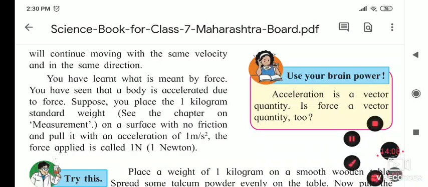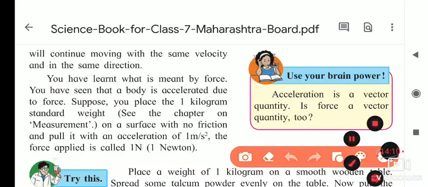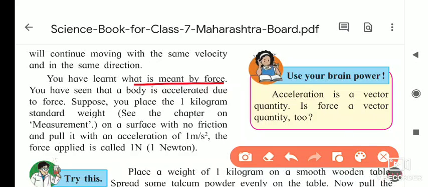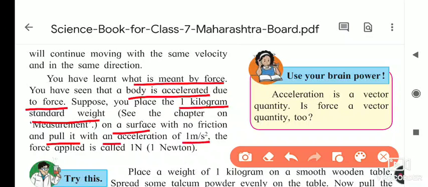You have learned what is meant by force. We have seen that the body accelerates due to force, meaning acceleration takes place because of force only. If we place a 1 kg standard weight on a surface with no friction and pull it, how much do we have to pull it? With an acceleration of 1 meter per second square. Then the force applied on it is called a 1 Newton force.